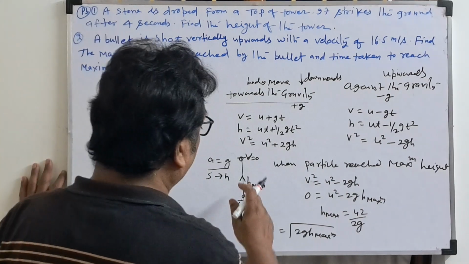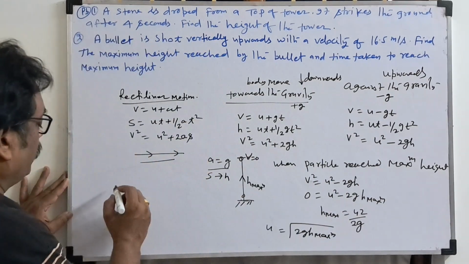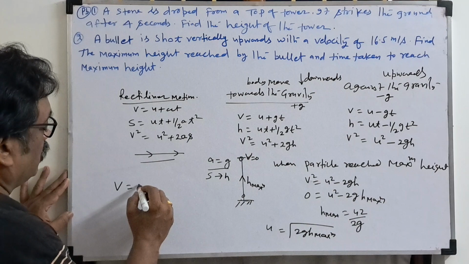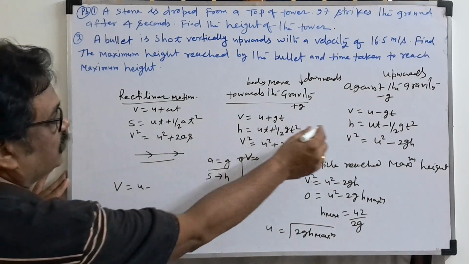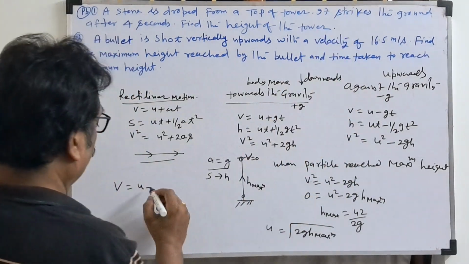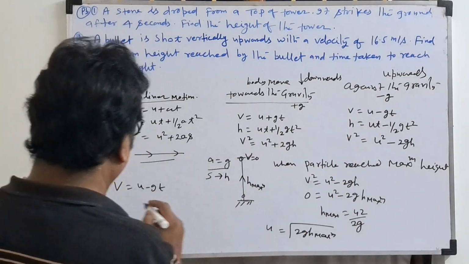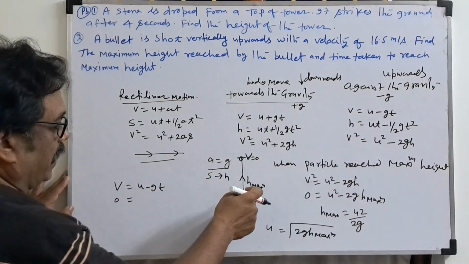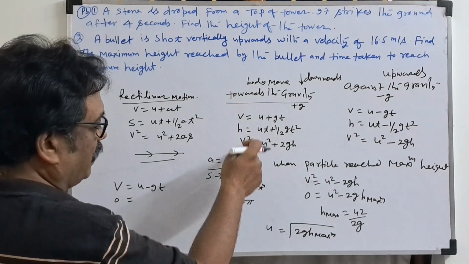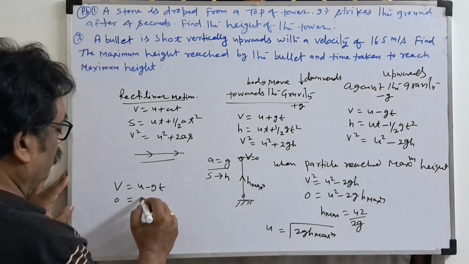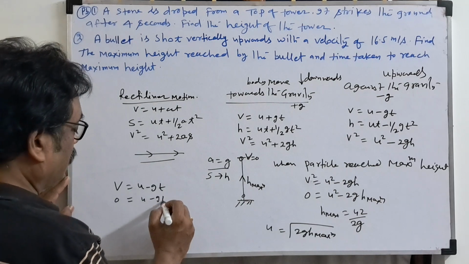Now the time taken to reach the maximum height. Suppose V is equal to U minus GT, because we are taking the maximum height, so minus GT, this is the formula. The final velocity again will be 0 because it is the time taken to reach the maximum height. What is the time taken? So final velocity 0, so U minus GT.